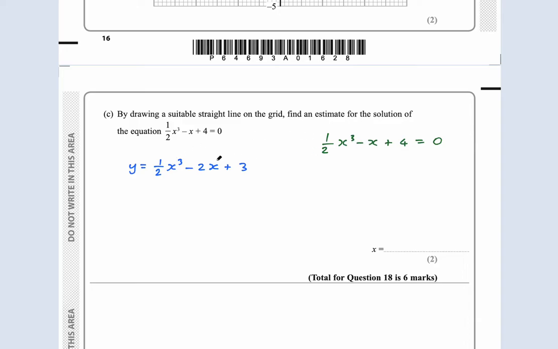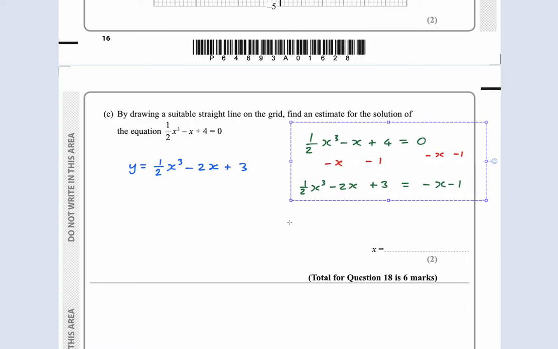So I'm going to turn this left side of my equation into this. How can I do it? Well, if I take away x, I'll get minus 2x. And if I take away 1, I'll get plus 3. So I'm going to minus x, and I'm going to minus 1. Now, if this is an equation, look. So if I subtract x and subtract 1 from the left side of the equation, I have to subtract x and subtract 1 from the right of the equation, which is going to give me a half x cubed, still half x cubed, minus 2x, because I subtract x, plus 3, because I subtract 1.